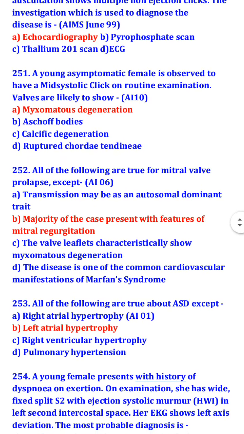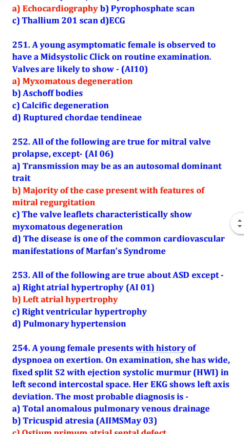All of the following are true for mitral valve prolapse except that the majority of cases present with features of mitral regurgitation; that is wrong. What is true? Transmission may be as an autosomal dominant trait. The valve leaflet characteristically shows myxomatous degeneration. The disease is one of the common cardiovascular manifestations of Marfan syndrome.